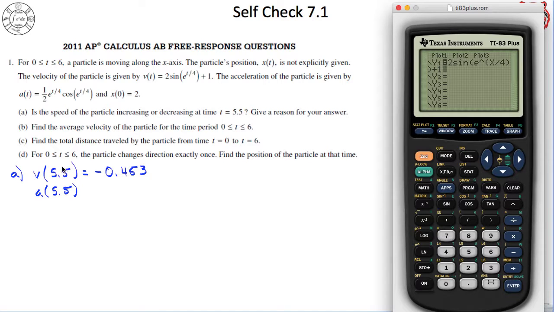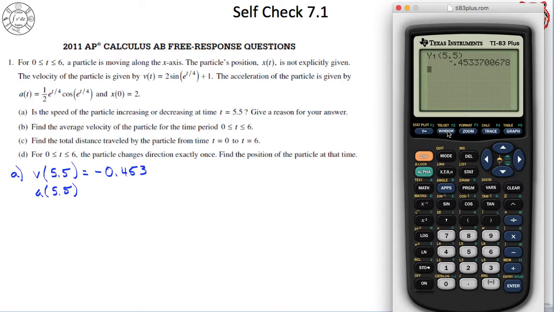To plug in for velocity, you basically do VARS, right, enter, enter. So I have my Y1, and I do parenthesis 5.5 end parenthesis. It tells me when I plug in 5.5 into my velocity, I get negative 0.453. Would it also work to just enter the equation and put 5.5 as t?